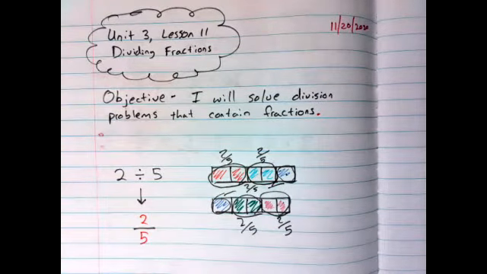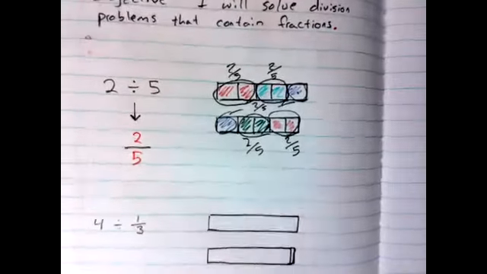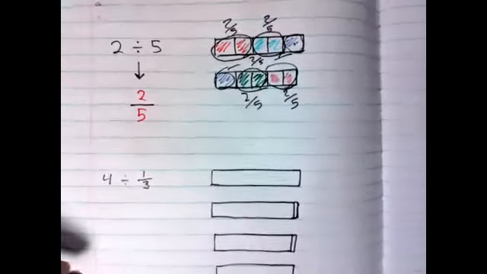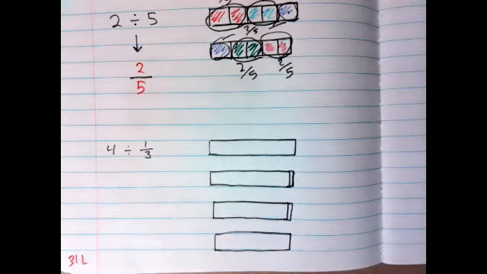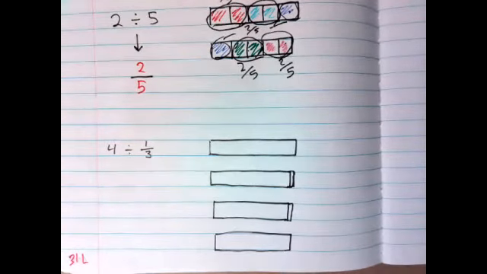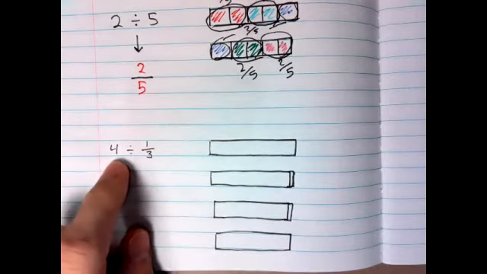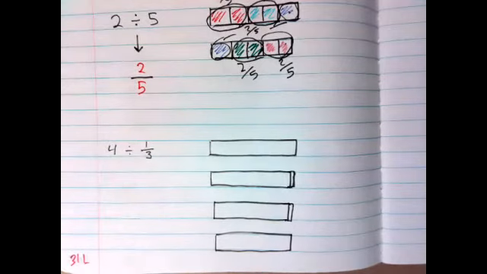Let's take a look at another similar problem. Take a moment. Whoops. What do we notice about this aside from my poor drawing? This time we're dividing a whole number by a fraction. So what we're saying is instead of 5 equal parts, we have 4 things and we're dividing it by a third. How do we do that?